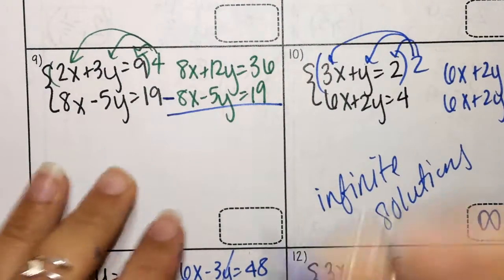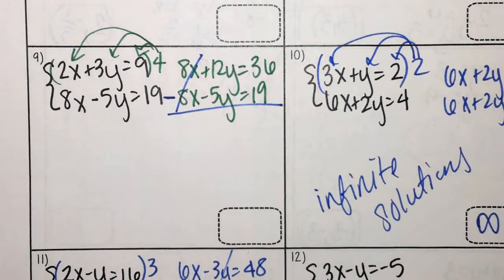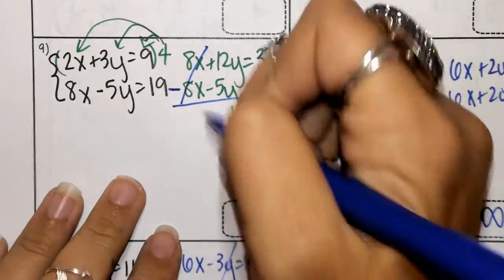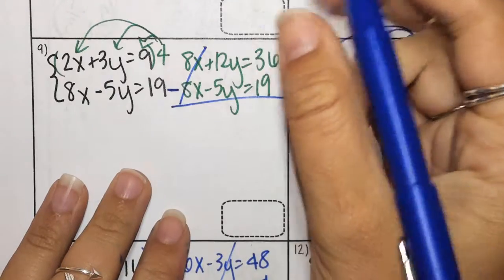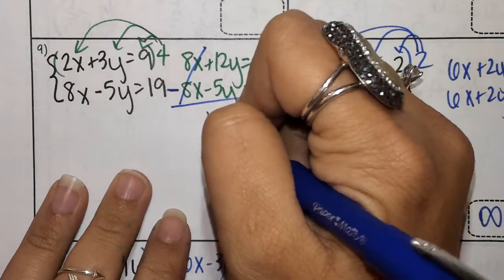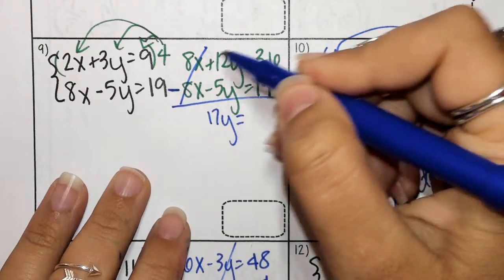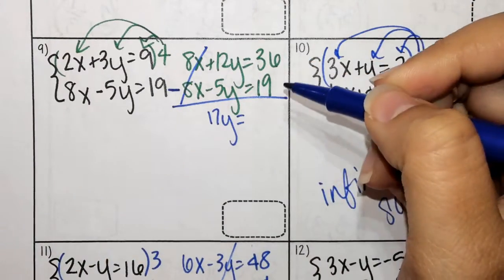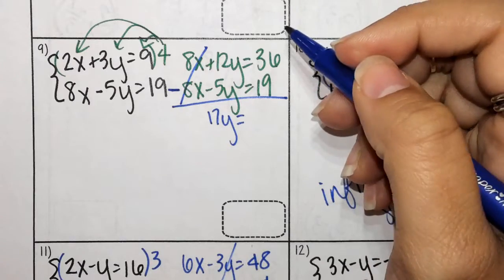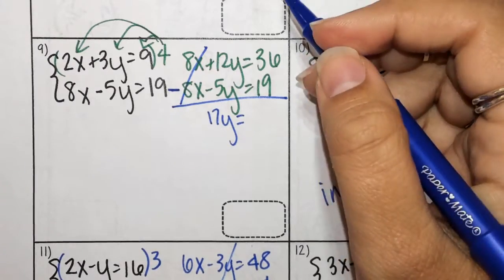So 8x minus 8x cancels. 12 minus negative 5 is 17y. 36 minus 19 is 17.